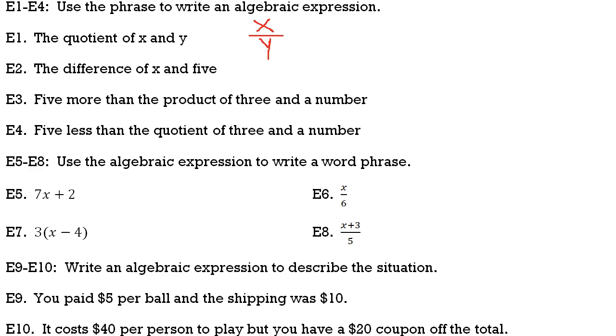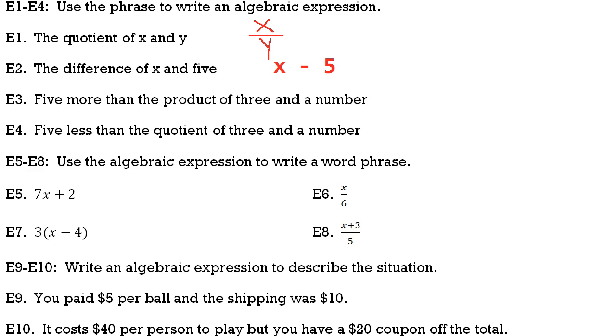Alright, now the difference of x and 5. Difference means we're going to subtract. The easiest way to do that is just going to say x minus 5, just like that. That works for me. Now, if it had said x less than 5, you would have had to change the order around. Less than means you're going to have to take the first part and move it to the back. We'll get to that when we get to example number 4, so be ready for that.